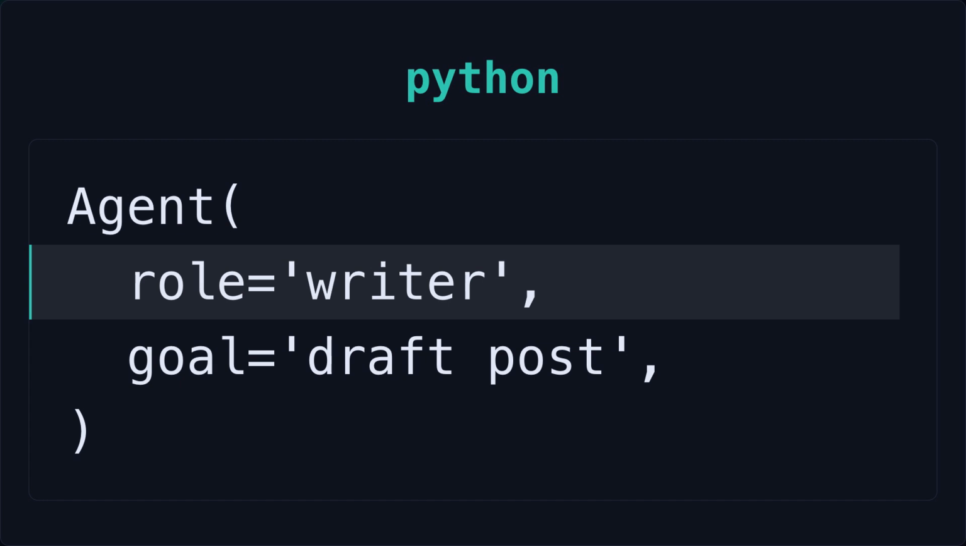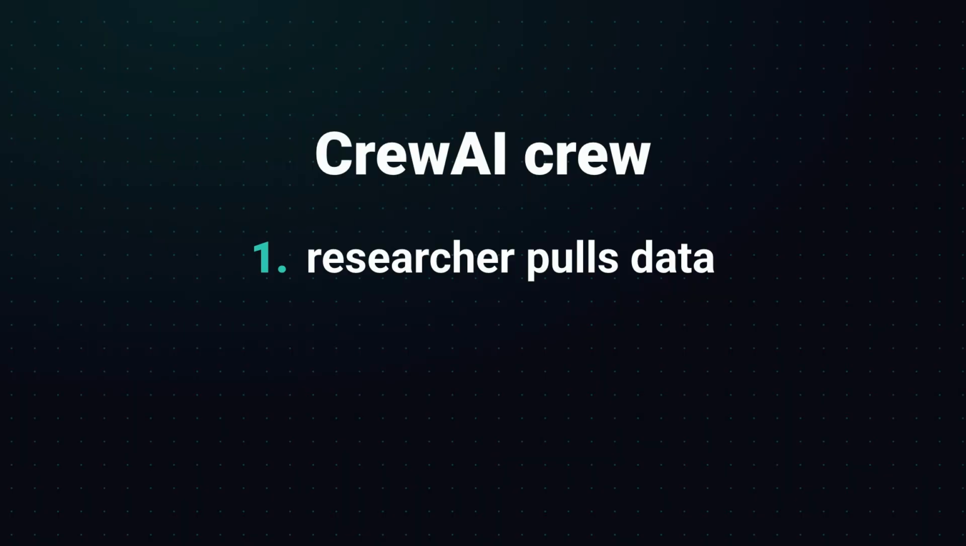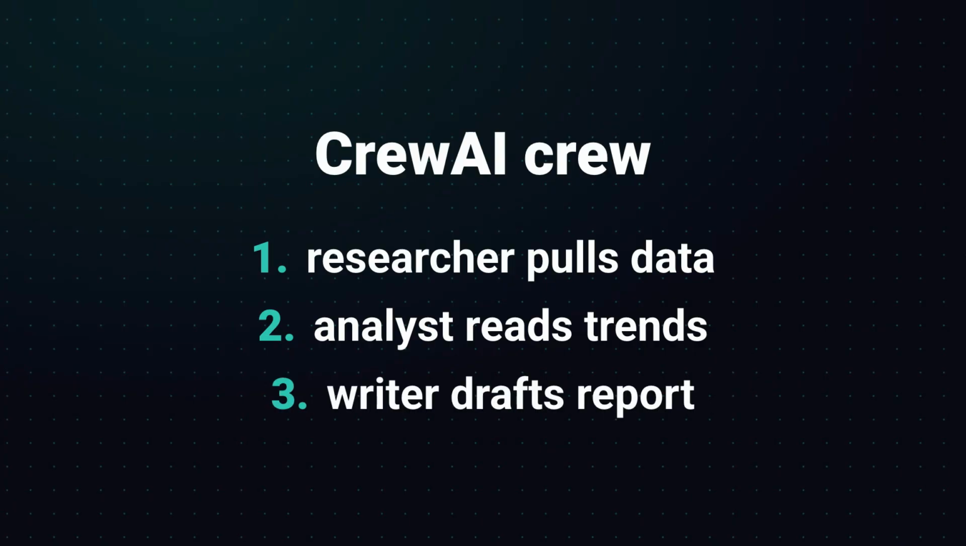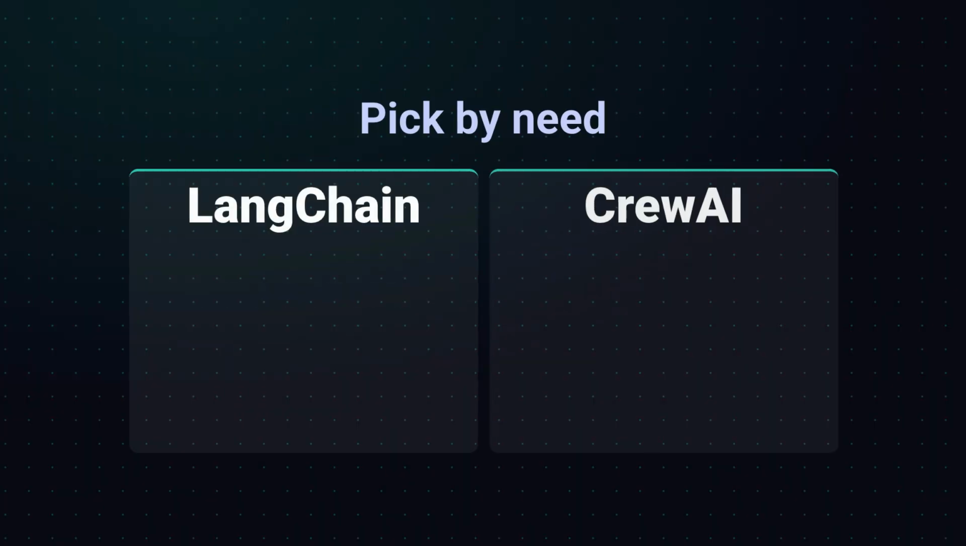Consider a concrete example, generating a market analysis report. In CrewAI, you'd spin up a research agent that pulls data, an analyst agent that interprets trends, and a writer agent that produces the final document. You define the tasks, specify whether they run sequentially or in a hierarchical structure with a manager agent delegating work, and CrewAI handles the handoffs between them. You write far less plumbing code, and the result reads almost like a description of a real workflow rather than a program. So how do you choose?